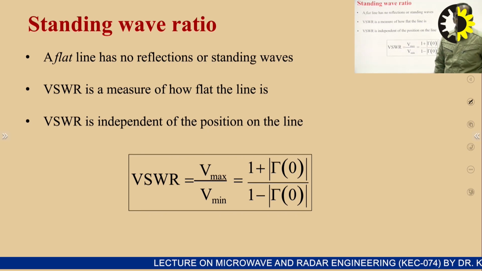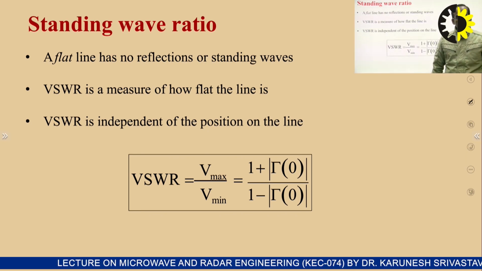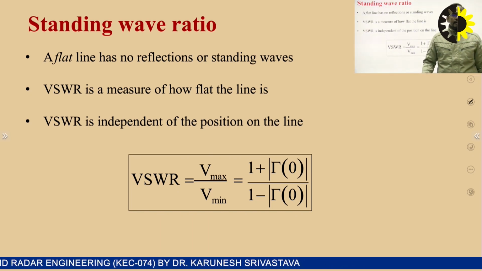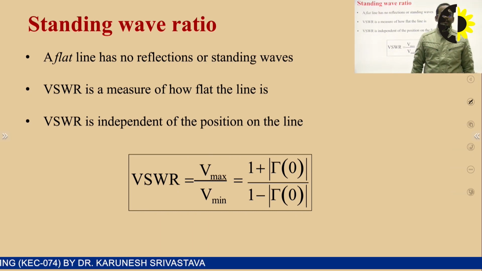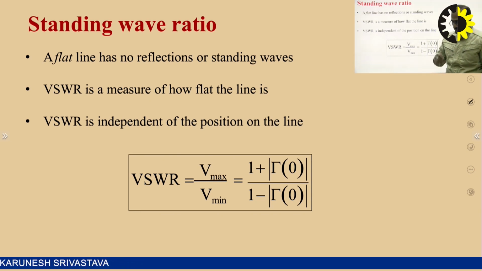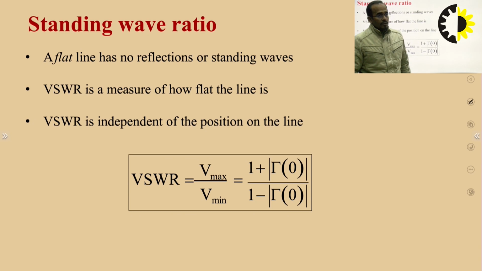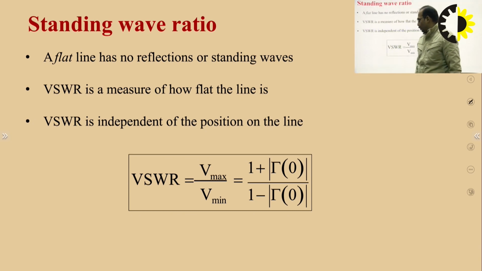So the voltage standing wave ratio is used to measure how flat the line is, and it is clear that the VSWR is independent of the position of the line. So VSWR is nothing but 1 plus rho upon 1 minus rho, where rho is the reflection coefficient.